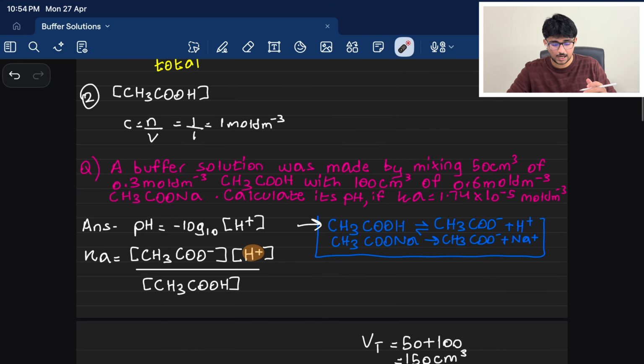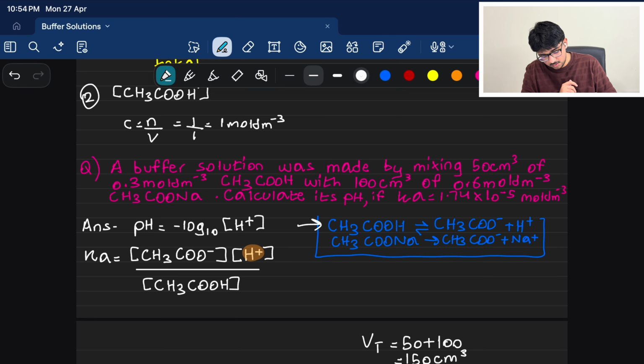But the thing is, they haven't given you the moles in this case. So it's just an extra step. You have to find the moles from the given concentration. This is important. You have a concentration which is given to you. You convert that into moles, and then you convert that again to the concentration.